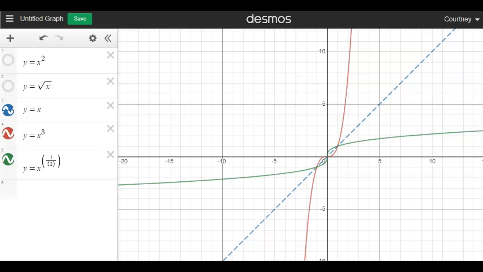1, 2, 3. 1, 2, 3. Same distance, meeting here, meeting here, meeting here. They're reflections of each other over the line y equals x, which means that not only are they parent functions, but they are also inverses of each other. Just like the square root and the square parent function, we've got the cube root and the cubic parent function as inverses of each other.